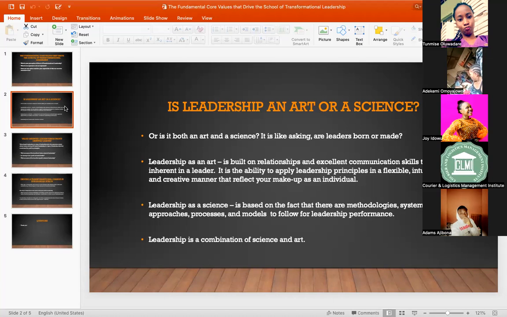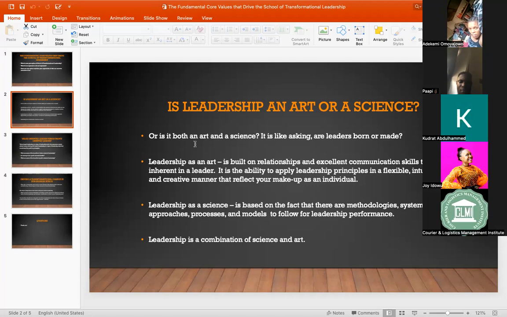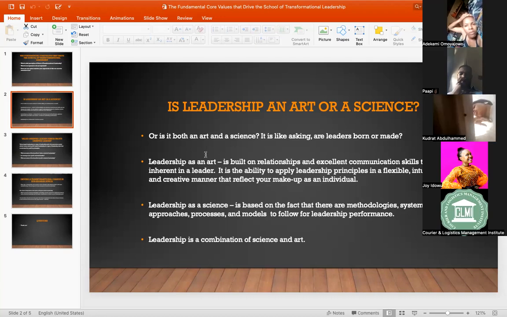Well, leadership as an art, I would say, is built around relationships and excellent communication skills that are inherent in a leader. You see, leadership as an art has to do with you as a leader. It has to do with your competency as a leader. It has to do with your ability, your capacity as a leader. It has to do with your ability to move things around. And it has to do with your DNA, your genetic makeup as a leader. That is what leadership is as an art.